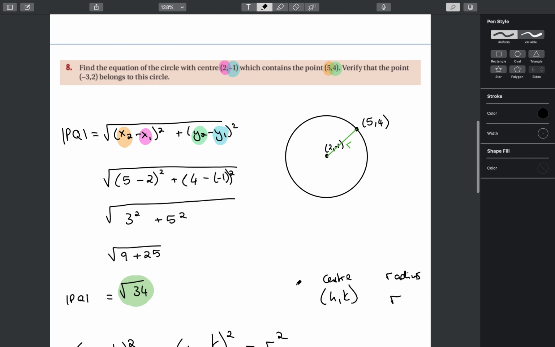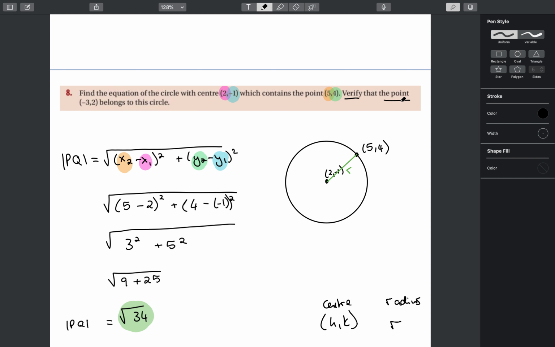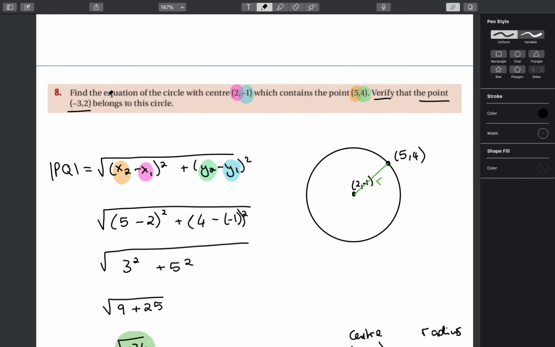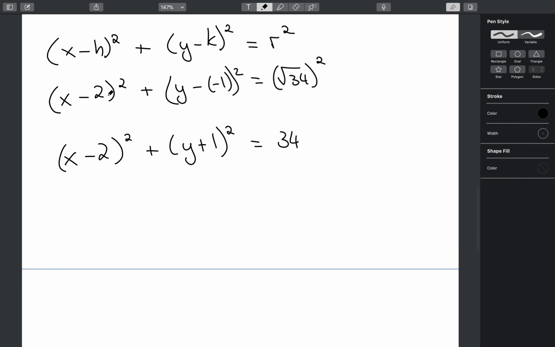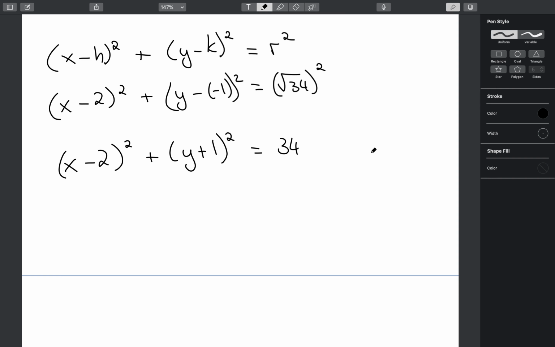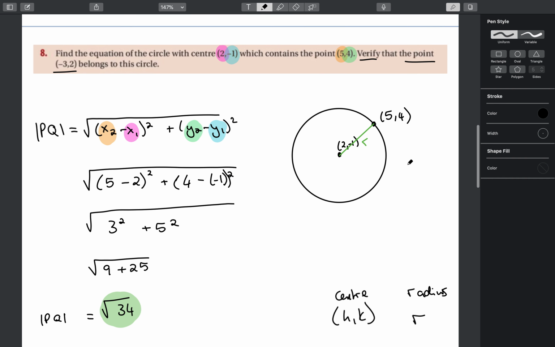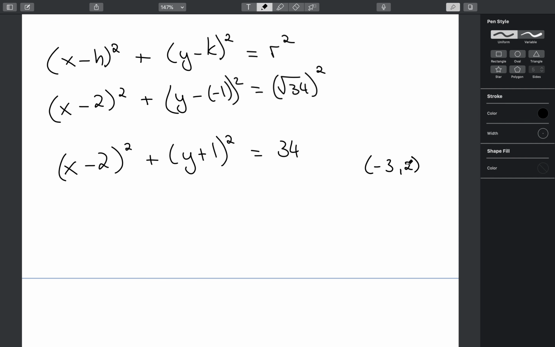Now the second part of that question asked us to verify that the point minus 3, 2 belongs to this circle. So if the point minus 3, 2 belongs to this circle, it means that it's on the circle. And just like any other question where they ask you to verify that a point is on the line or verify that a point is on a curve, you're just going to take your point minus 3, 2, and we're going to check that that satisfies the equation. So if I'm able to sub this in for my x and my y values there, I'm going to sub that in here. If that satisfies the equation, then what we will know is that that point is on the line. So if I get that this is equal to 34, then I'll know.